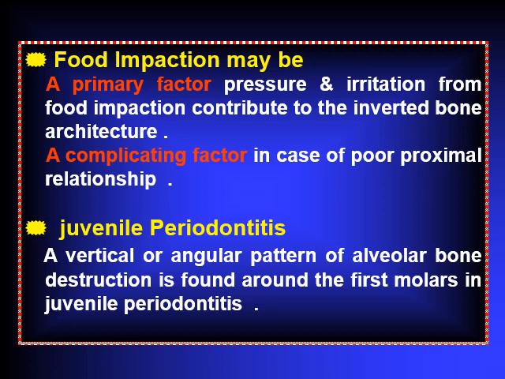Also, in juvenile periodontitis, the vertical or angular pattern of alveolar bone destruction is found around the first molars, as you see in localized juvenile periodontitis.